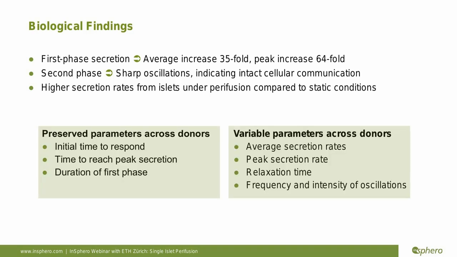Also, we have seen some parameters were preserved among different donors, whereas the others were more variable. For preserved parameters, we have seen initial time to respond to glucose, the time to reach peak secretion, and the duration of the first phase was very preserved. And the average secretion rate, the peak secretion rate, and the relaxation time, as well as the frequency and the intensity of oscillations, were quite variable among different donors we have looked at.